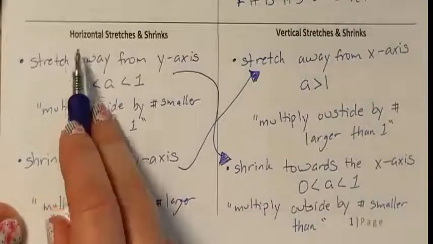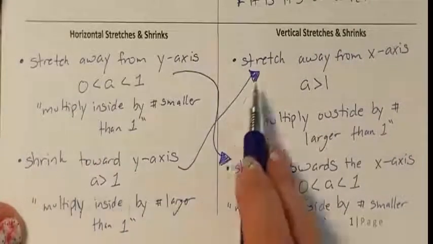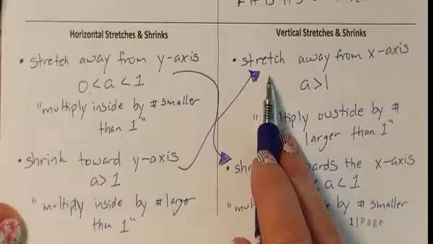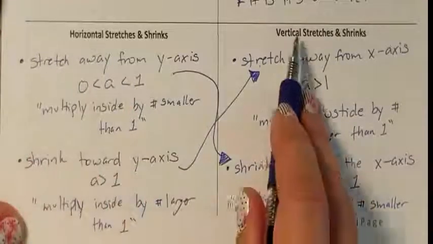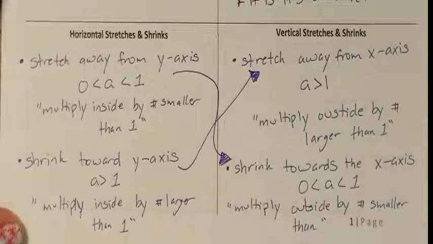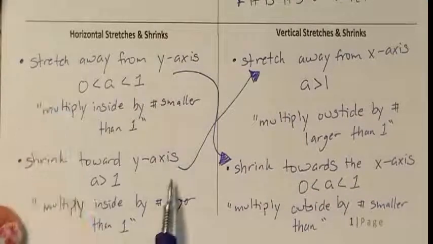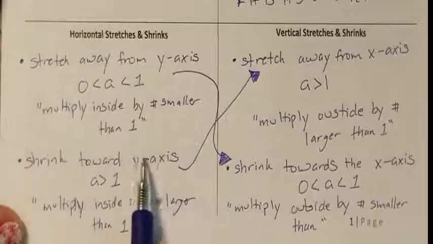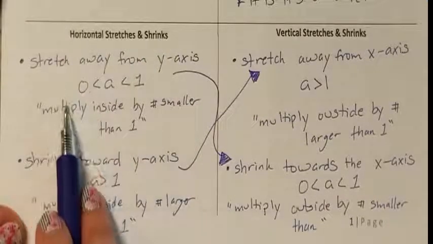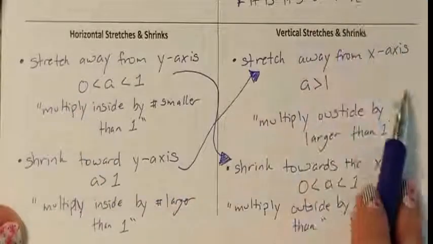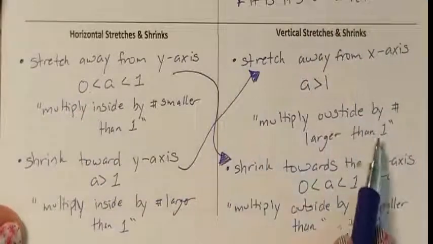So a horizontal shrink will end up looking like a vertical stretch in vertex form. A horizontal stretch will look like a vertical shrink in vertex form. Horizontals cannot be seen in vertex form because there's nothing in front of the x in vertex form. Verticals are the only thing you can see in vertex form.